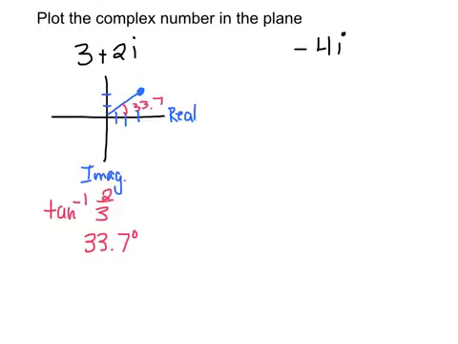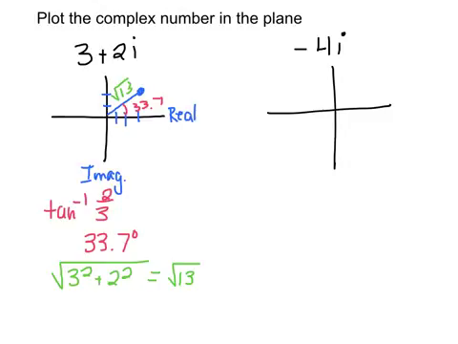I can also find the distance of that radius. And to find the distance, I'm going to take the square root of the x squared plus the y squared. So that's 9 plus 4, which is the square root of 13. So this distance is the square root of 13.